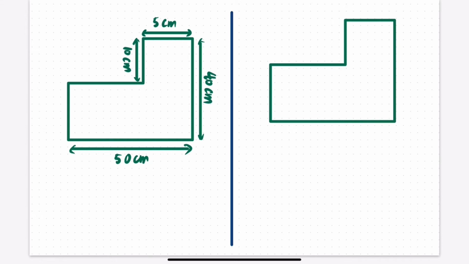Now for the perimeter, there is actually two ways to do it. One easier and straightforward way, and one a longer way. I'm going to do both just so that you can understand both ways.